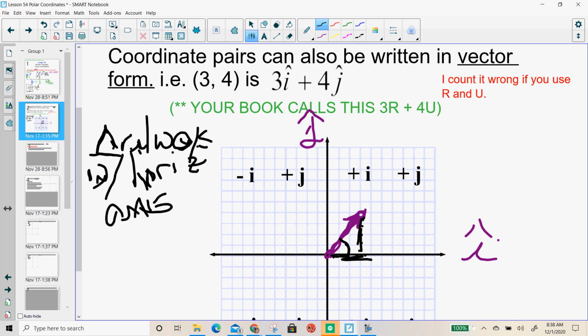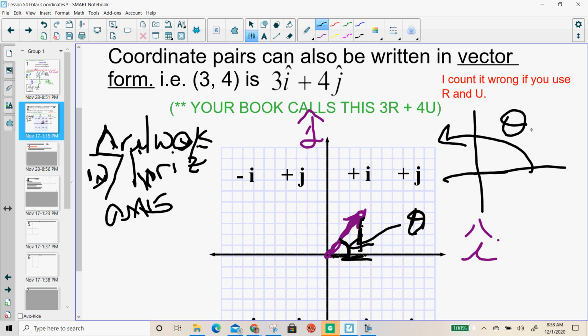So now I'm interested in this angle right here, which I am going to name theta. Theta is always, if this is my axis, some angle that starts at the I-axis and goes around counterclockwise. Now, if I wanted to know how big that angle is, let's think about how we made this triangle.